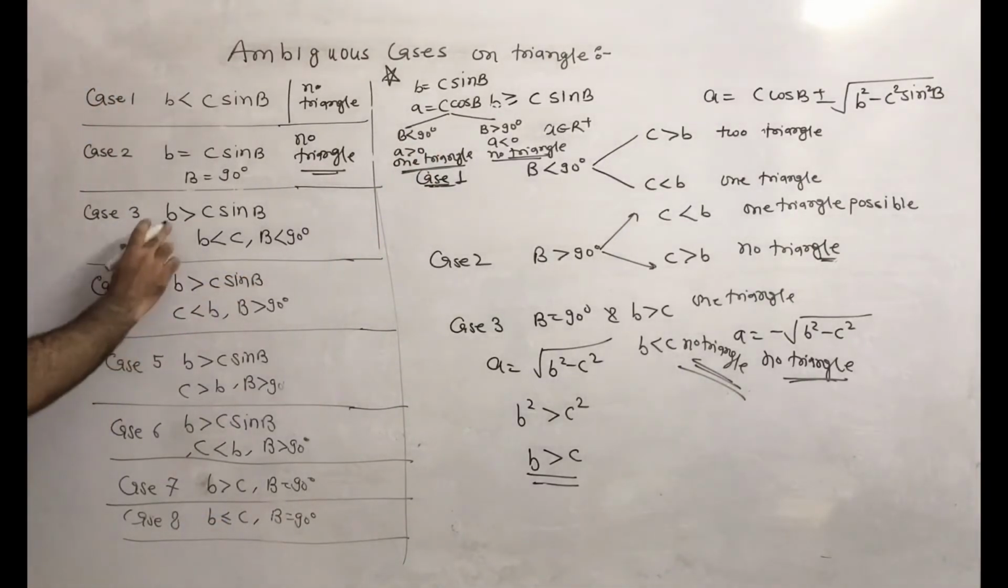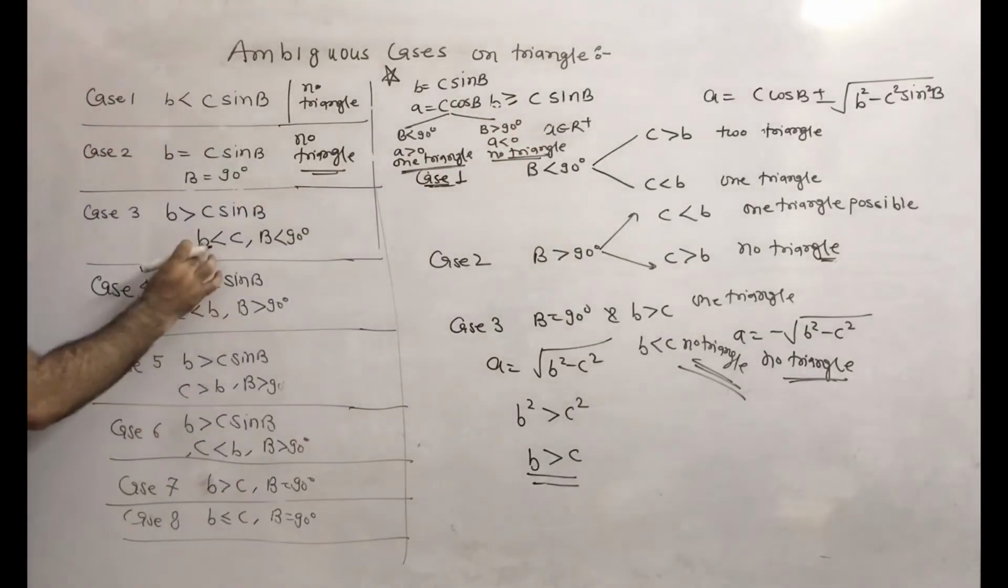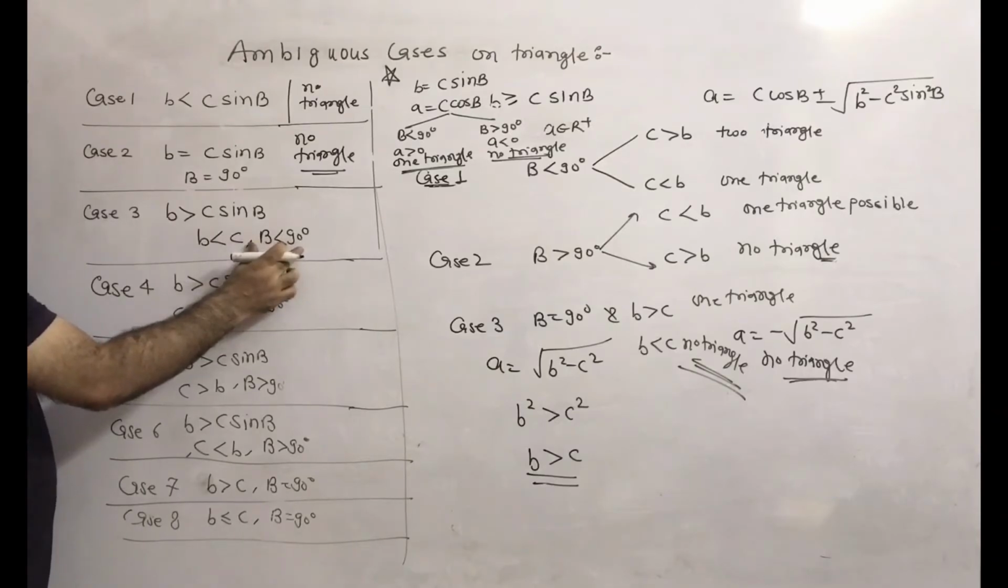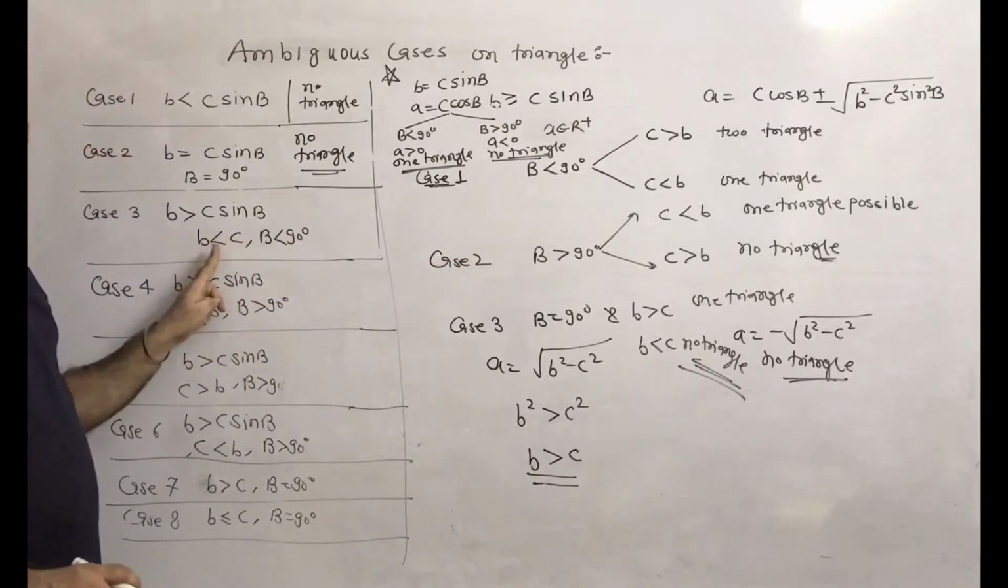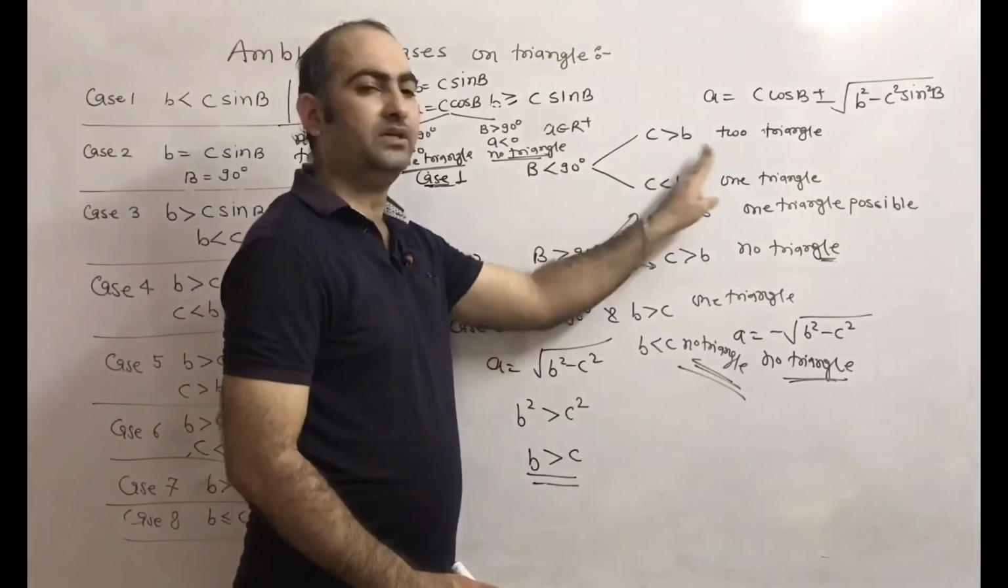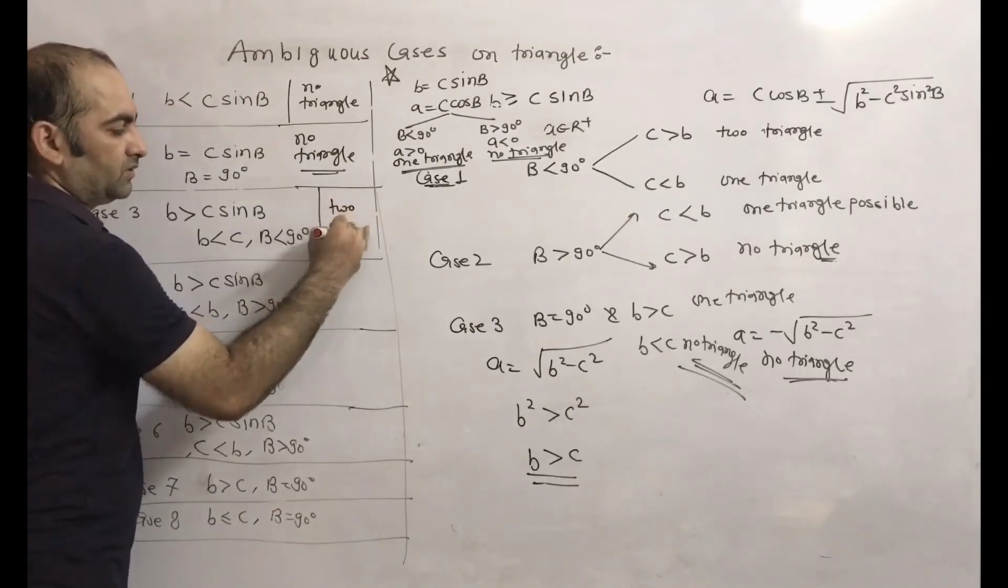Now case number 3. Case 3 is what? b is greater than c sin B. That means this will satisfy this condition. And b is less than c and B is less than 90 degrees. That means c should be greater than b. So how many triangles possible? 2 triangles. So here 2 triangles possible.